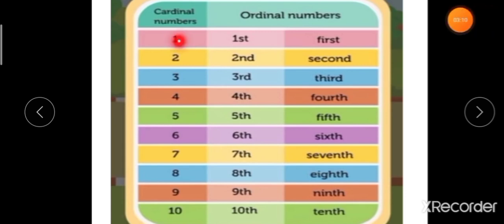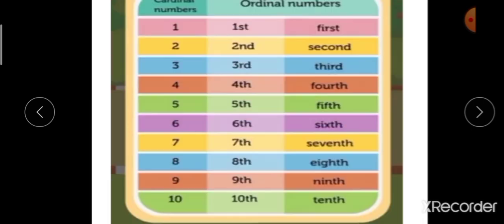Now children, here we have written the cardinal numbers. The simple numbers that you write, 1, 2, 3, 4, are called cardinal numbers. But when we write the ordinal numbers, we write them like this. 1st means first. 2nd means second. 3rd means third. 4th means fourth. 5th means fifth. 6th, 7th, 8th, 9th, and then 10th.